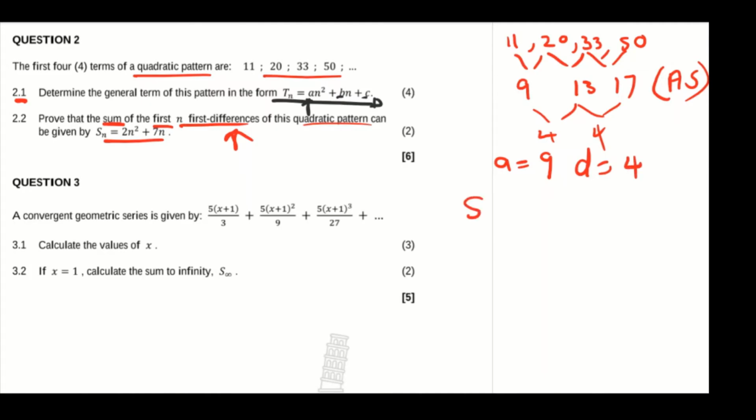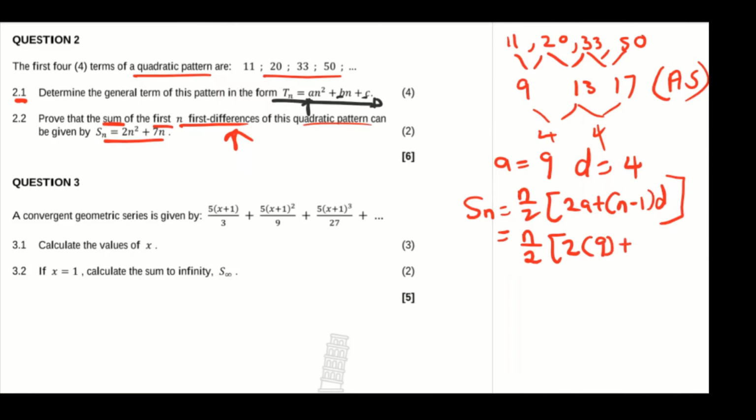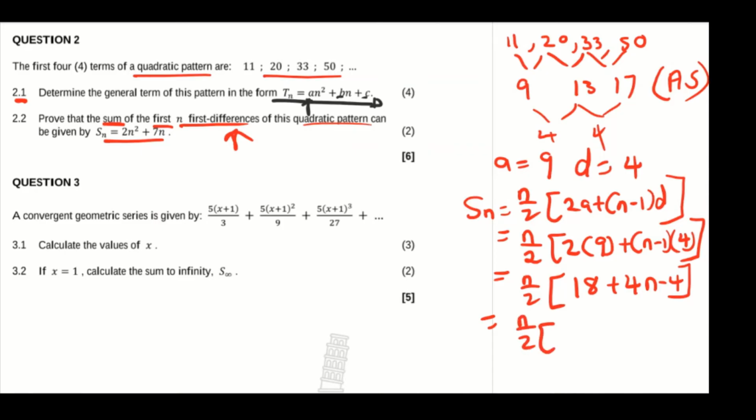And the sum of an arithmetic sequence is n over 2 into 2a plus into n minus 1 multiplied by d. And then you substitute your n, you don't know how many terms, but you know your 2 into a, which is 9, plus into n minus 1 multiplied by d, which is 4, right? And then you're just going to multiply it through, so it's n over 2 into 18 plus 4n minus 4, right? And then you have n over 2 into 18 minus 4, it's going to give you 14 plus 4n, right?